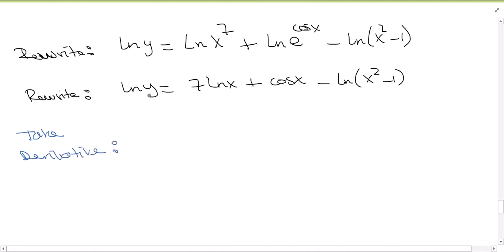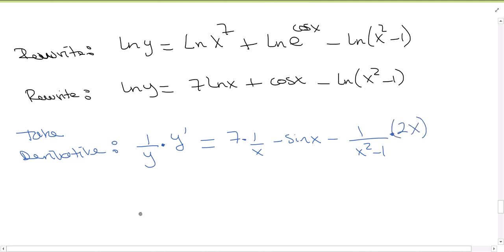So when I take the derivative, ln of y, right? y is f of x. The derivative of ln of stuff is 1 over the stuff times the derivative of the stuff by chain rule, equals, and then take the derivative of this side. So that would be 7 times 1 over x. The derivative of cosine x is negative sine x, and for the last term, we have another chain rule: ln of stuff is 1 over stuff times the derivative of the stuff.